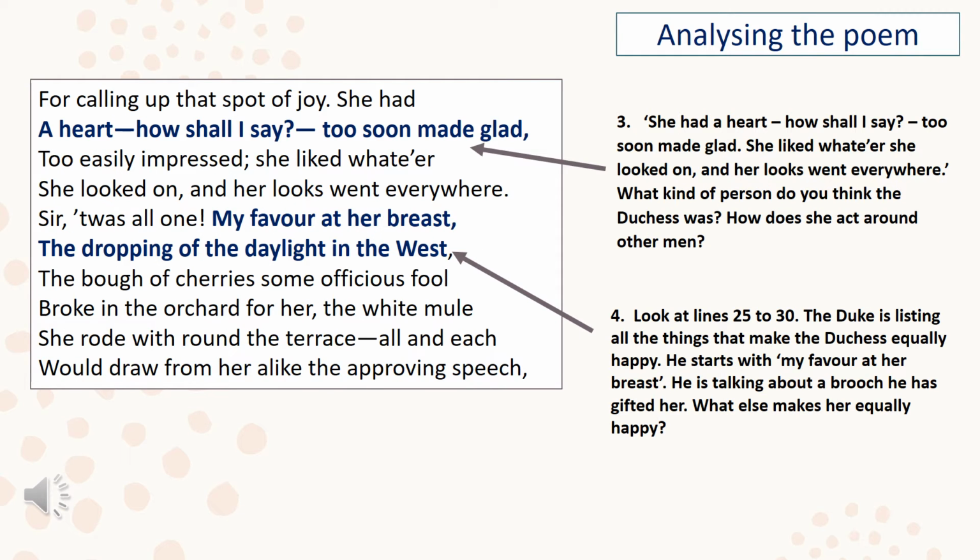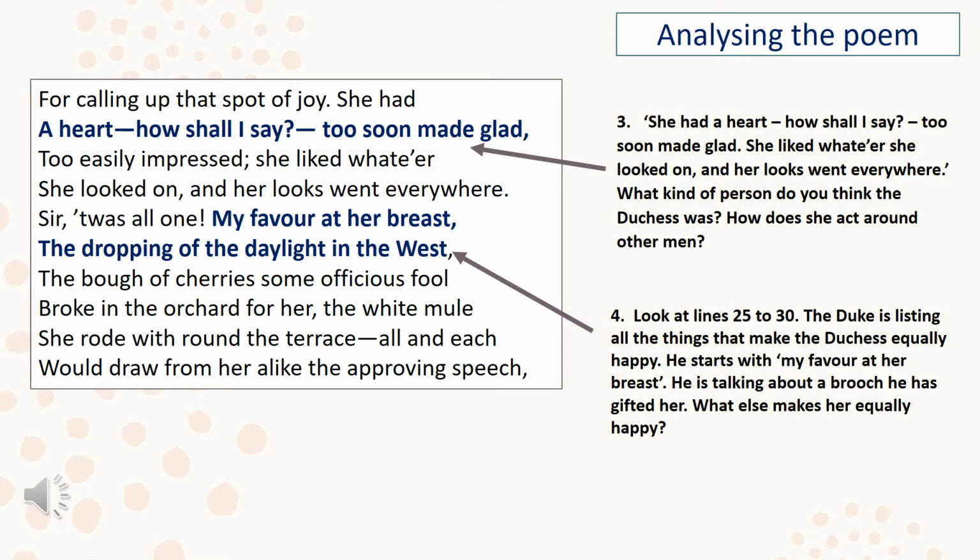This next slide, you are asked to answer 2 questions. So number 3, she had a heart, how shall I say, too soon made glad. She liked whatever she looked on, and her looks went everywhere. So what kind of person do you think the Duchess was? How does she act around other men? Does this make her somewhat flirty? How do you think the Duke reacted to that?